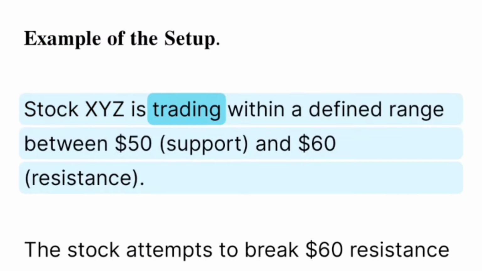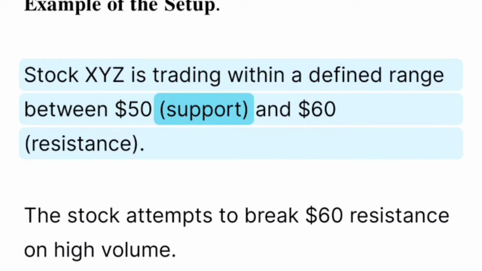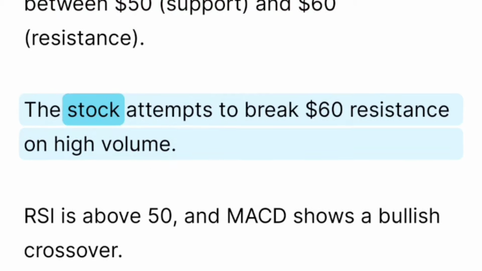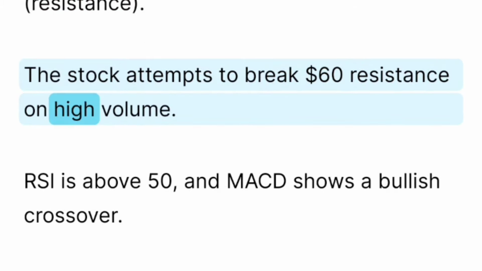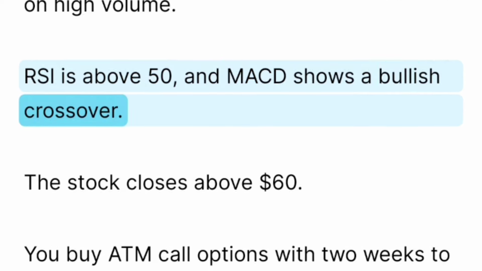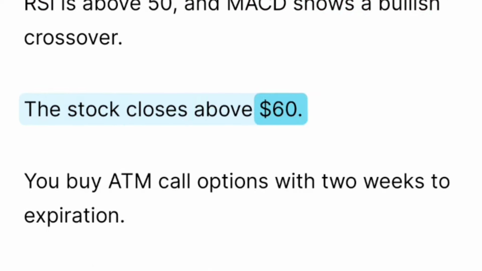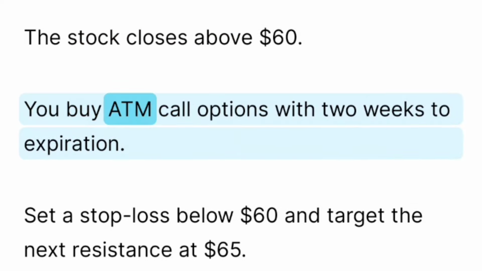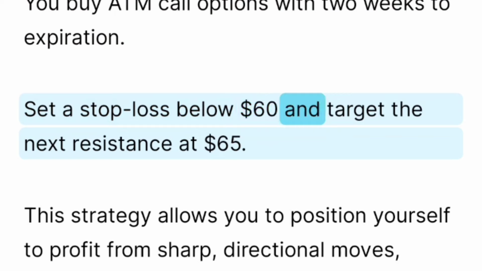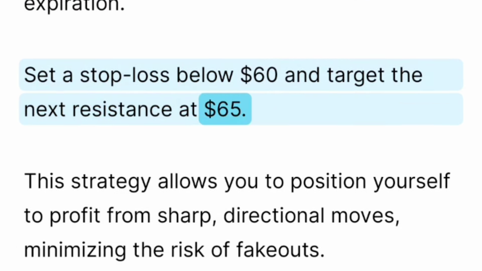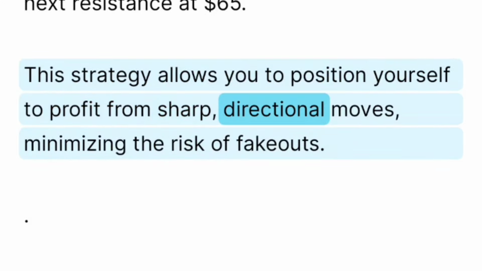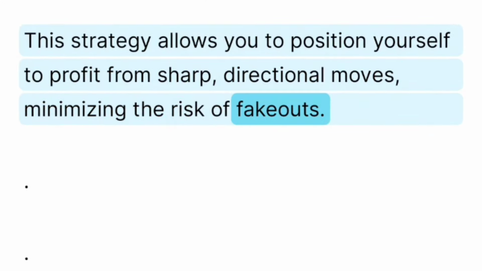Stock XYZ is trading within a defined range between $50 support and $60 resistance. The stock attempts to break $60 resistance on high volume. RSI is above 50 and MACD shows a bullish crossover. The stock closes above $60. You buy ATM call options with 2 weeks to expiration. Set a stop loss below $60 and target the next resistance at $65. This strategy allows you to position yourself to profit from sharp directional moves, minimizing the risk of fakeouts.